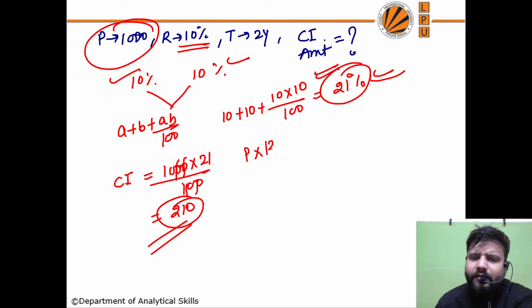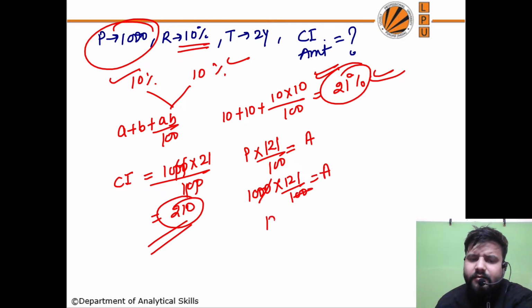If you want to directly calculate the amount, it is principal into 21% increase. So directly you will write 121 by 100 to arrive at your amount. So principal is 1000, so it would be 1000 into 121 divided by 100 is equal to A. From here, two zeros get cancelled. So it will become 1210, which is your amount for the question.